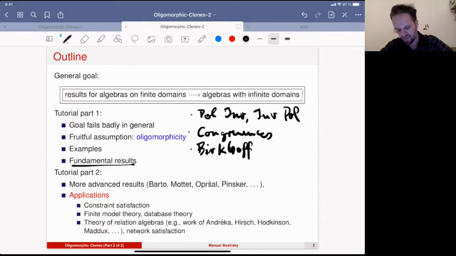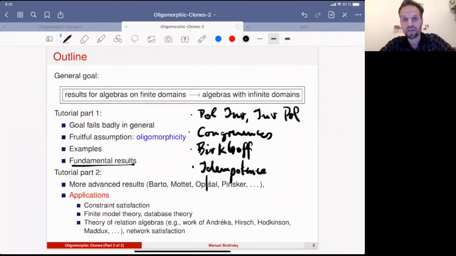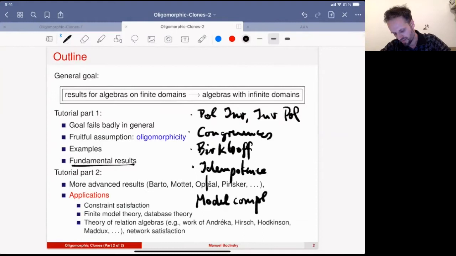And we have seen, well, that's less straightforward what's happening there. We have seen that they are not idempotent. Oligomorphic clones are never idempotent. But to fix it, in some situations you can work instead with model complete cores. And then I was running out of time.